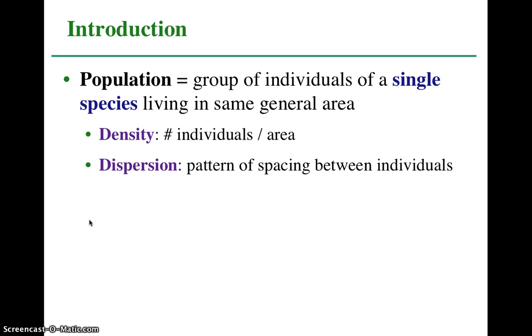And basically, there's two things that we're interested in. One is the density of the population. The other one is the dispersion of the population. Density, you guys know how to calculate. If you don't know, you count all the individuals within the area and divide by the area. That will give you the density. Higher density means there's more individuals within that area. Dispersion is the pattern of space between individuals. And this is interesting because in a little bit we're going to talk about it.